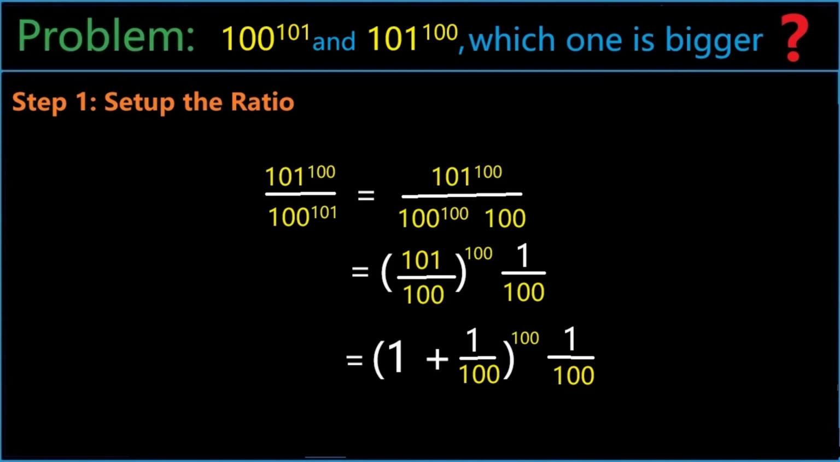Set up the comparison by forming the fraction, 101 to the power of 100 over 100 to the power of 101. Rewrite the denominator as 100 to the 100th, times 100. Now factor the powers. This becomes 101 over 100, all raised to the 100th, times 1 over 100. And notice that 101 over 100 is just 1 plus 1 over 100. Now we're ready to estimate this, without a calculator.